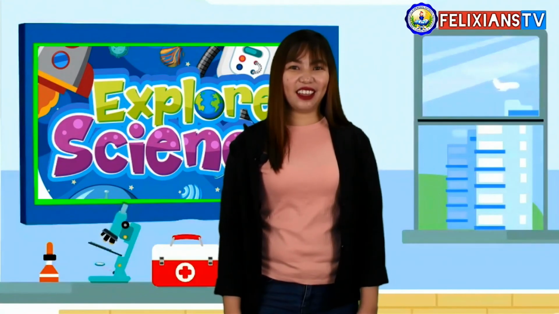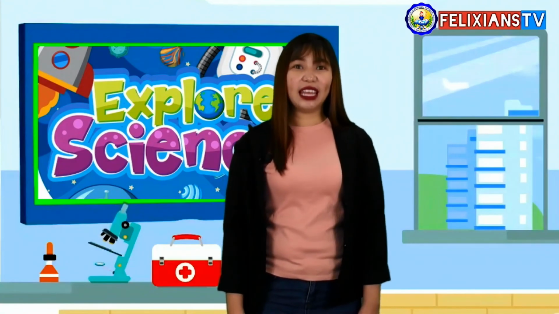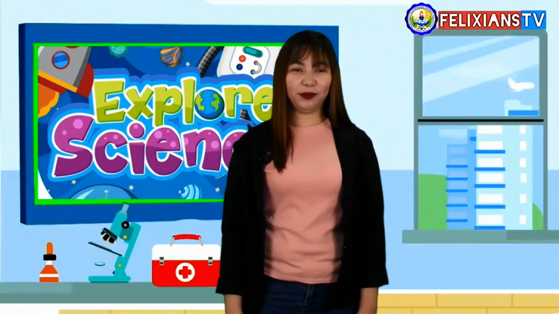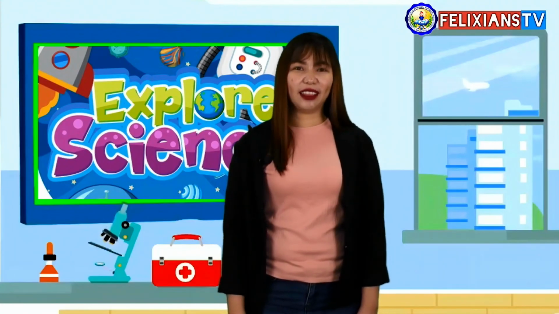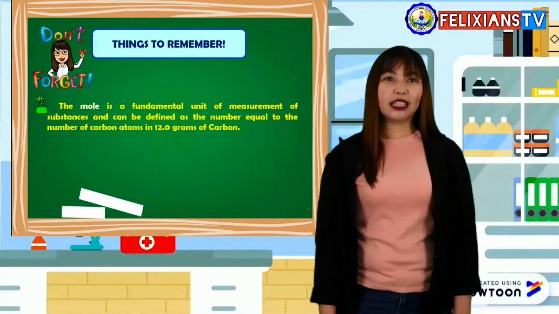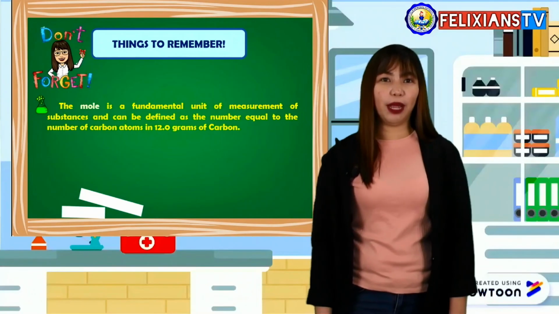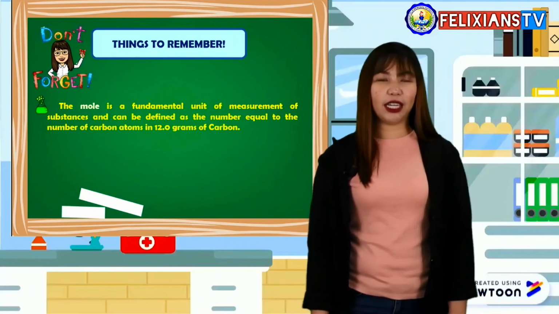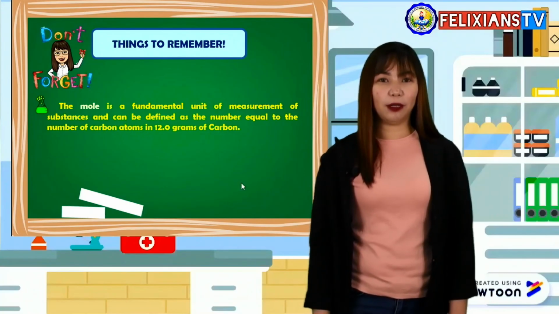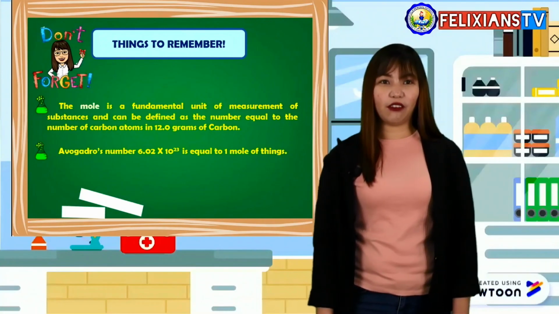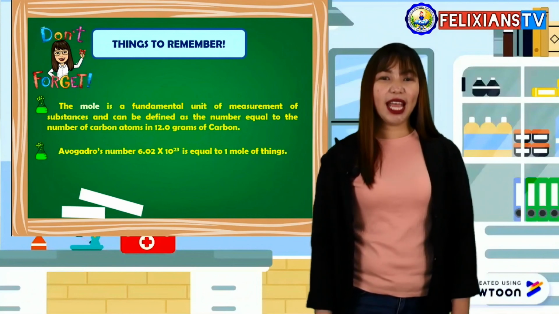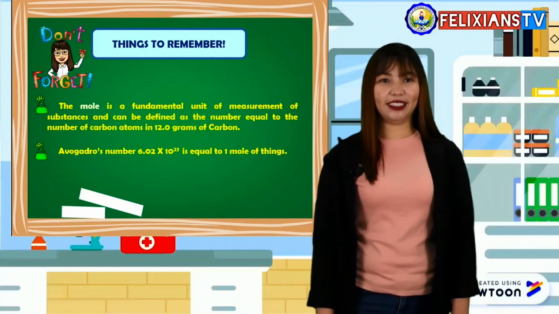Wow! Amazing! You got a perfect score. It seems that you are ready to answer your learning task on your self-learning module. But before that, let's have first the important things that you must remember. First, the mole is a fundamental unit of measurement of substances and can be defined as the number equal to the number of carbon atoms in 12.0 grams of carbon. Next, remember that Avogadro's number, 6.02 times 10 raised to 23, is equal to 1 mole of things.